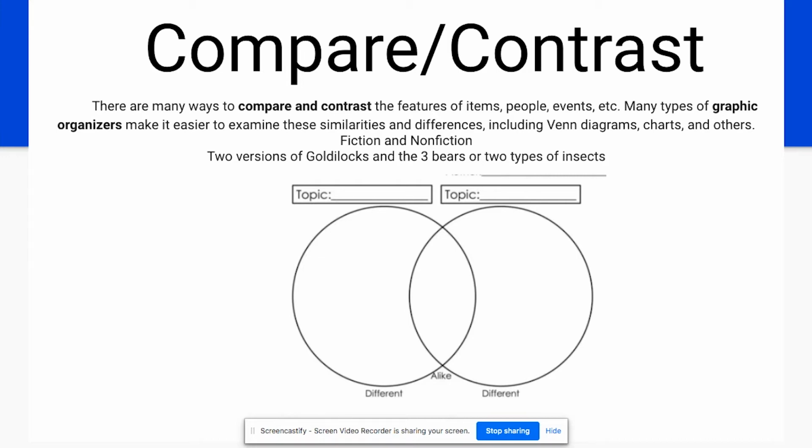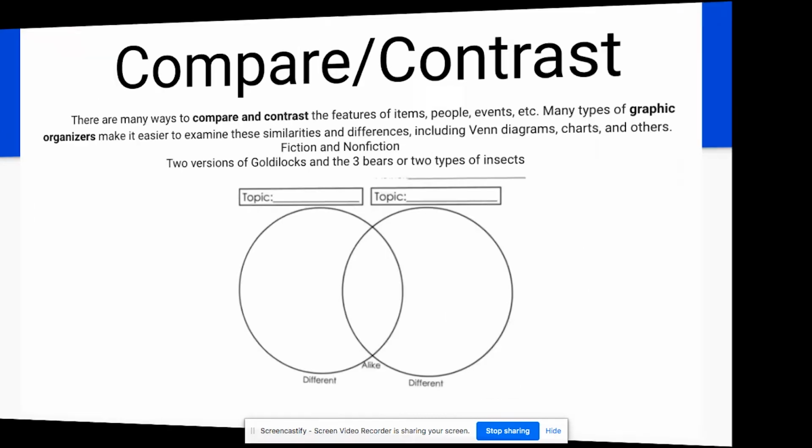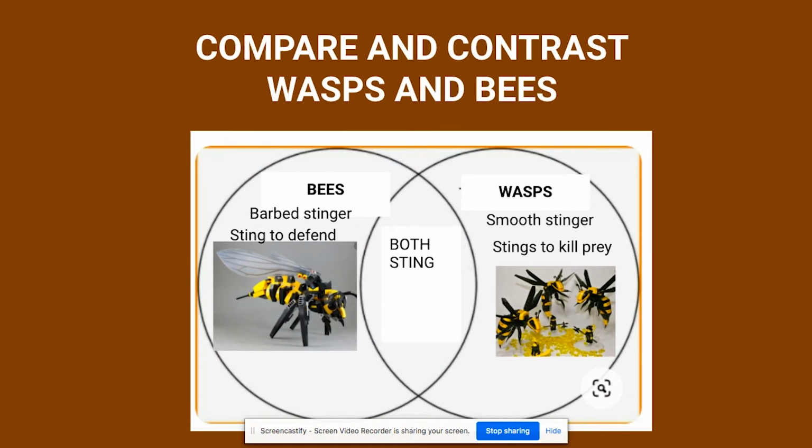You can compare and contrast fiction and nonfiction. You could compare 2 versions of Goldilocks and the 3 Bears, or you could compare the characters in a Harry Potter series, or 2 types of insects, such as wasps and bees. Bees have barbed stingers, and they sting to defend. Wasps, they have smooth stingers, and they sting to kill their prey. Both of them, though, sting.